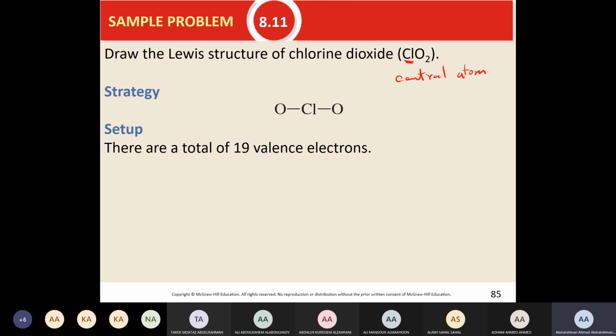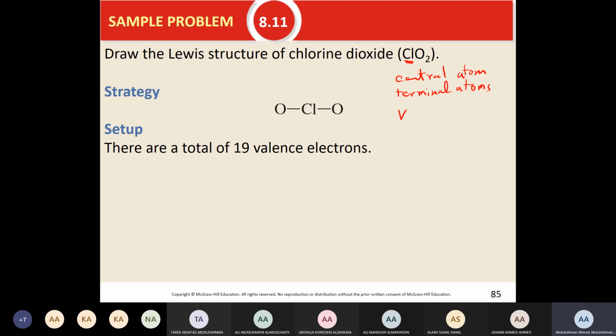And then you put the other atoms like this, the O and the O. These are terminal atoms. That's the first thing. And of course, to make a molecule, there should be at least one bond between them, right? Now, how to draw the Lewis structure?